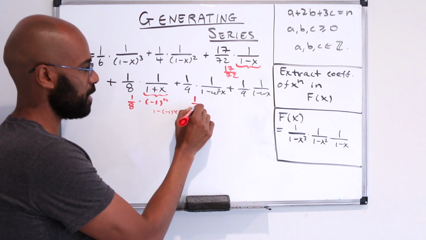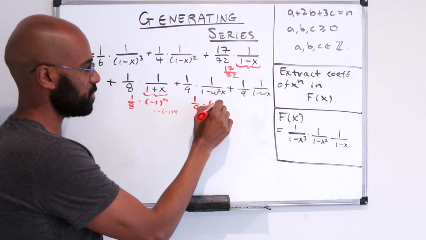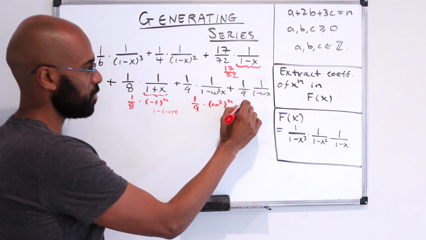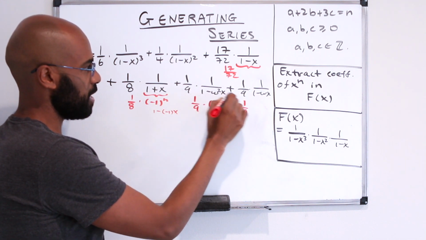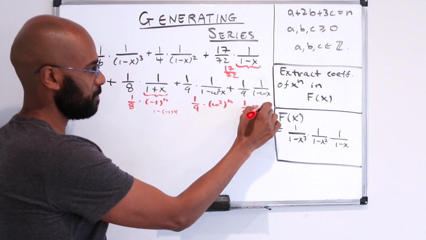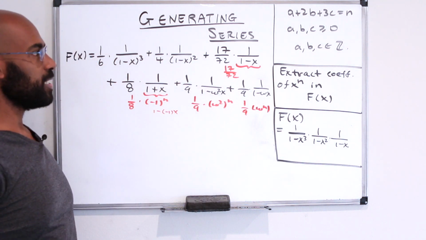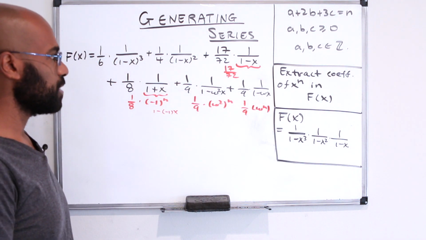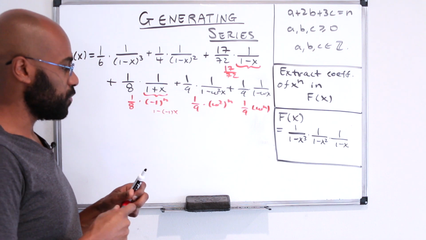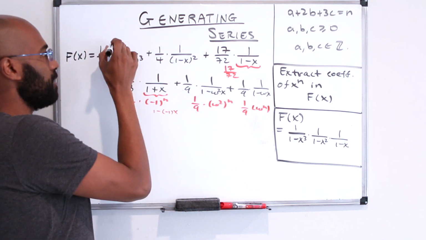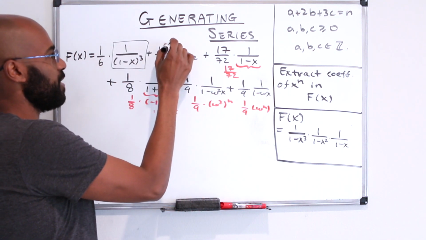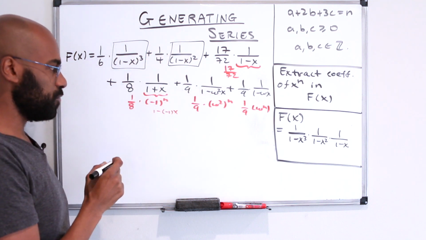Here, similarly, we'll get 1/9 times omega squared raised to the n, and here we'll get 1/9 times omega to the n. Okay, so that takes care of all of those coefficients. And so now the question is, what about these other two? So what we'll do is think about these pieces right over here and how to find their coefficients, and we'll use calculus to do this.